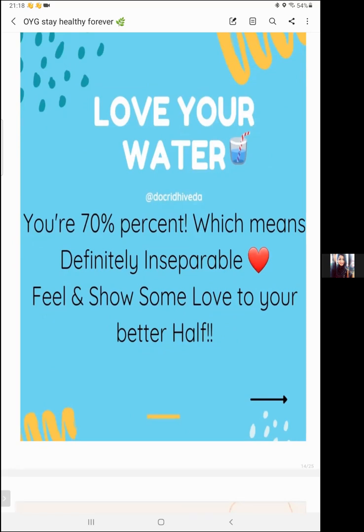So whenever you are drinking water, love your water. Don't just go and have a glass of water and gulp it up. No, that's not the thing. You should drink it very slowly. And water has a memory. It is actually scientifically proven that water has memory in it.